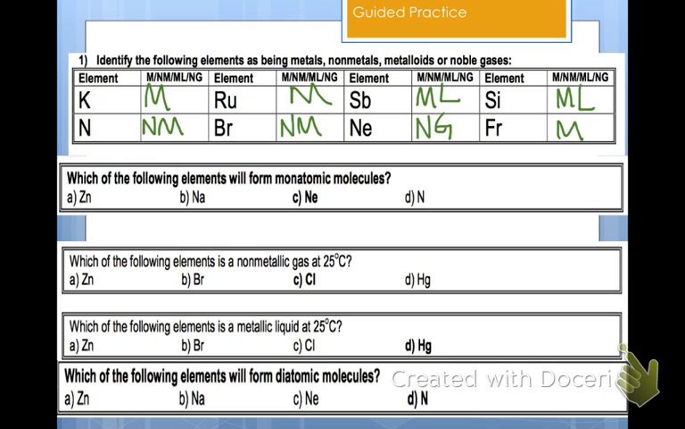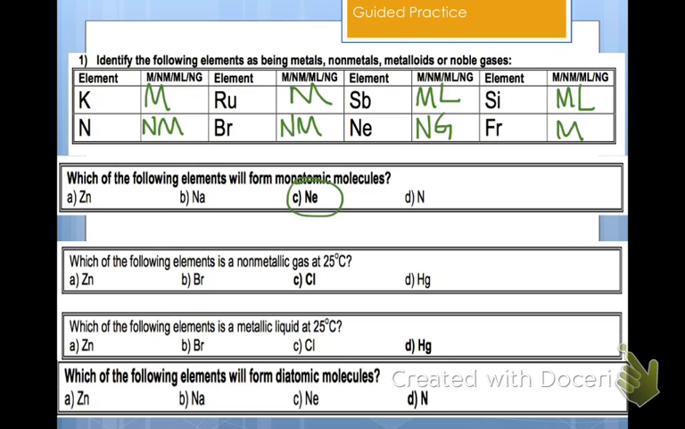All right, next one. Which of the following elements will form monoatomic molecules? Monoatomic means that they are allowed to exist as one because they don't need a friend. Who doesn't need friends? The people with 8 electrons in their outermost shell. Those are going to be your noble gases.